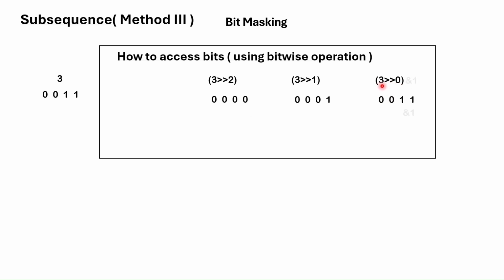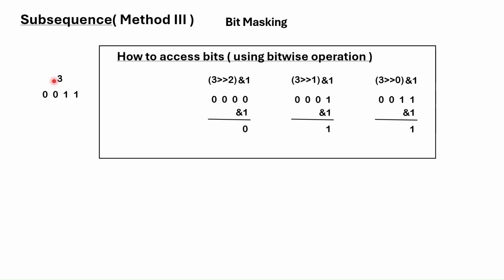If I perform an AND operation with 3 right shift 0, I am performing the AND operation with this also. So what will I get? 1 and 1 means 1. Now look here. If I perform an AND of 1 with 3 right shift 1, I am performing the AND operation with these bits. 1 and 1 will give me 1. Now if I perform the AND operation of 1 with 3 right shift 2, I am performing AND operation with these bits, so I will get 0.